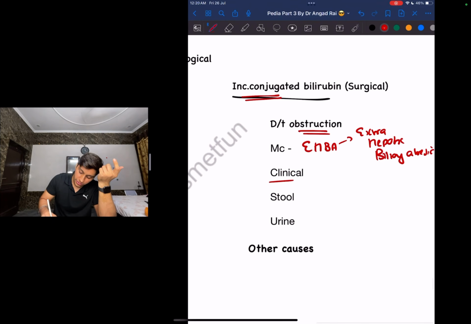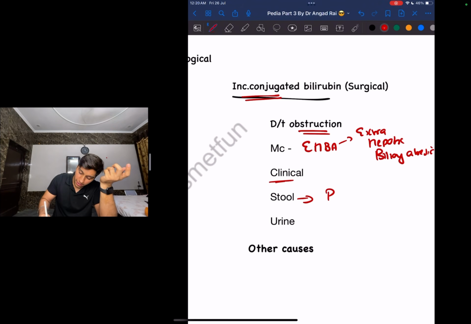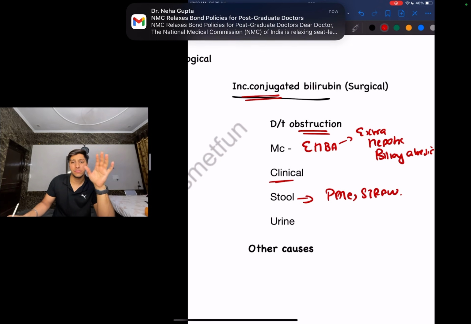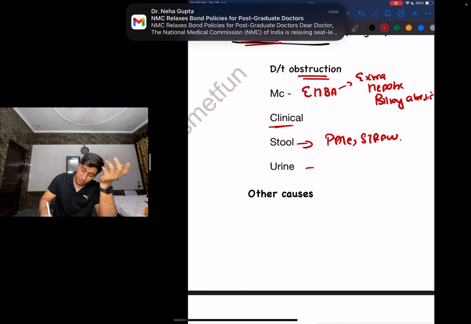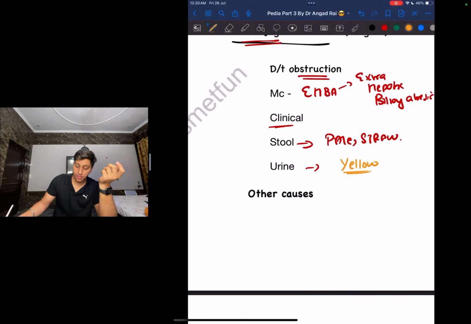Clinically, what you will see, as I said, is that it is not going to the intestine, everything will go and filter into the kidney. So the stool will be pale, straw colored, no color, and urine will be bright yellow. Yellow in color, bright yellow in color.